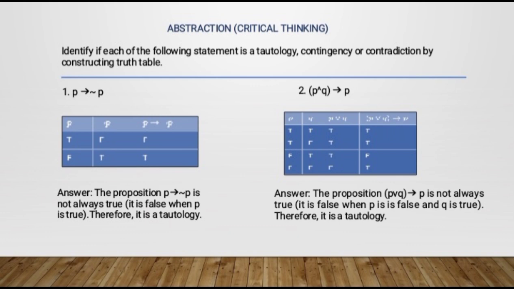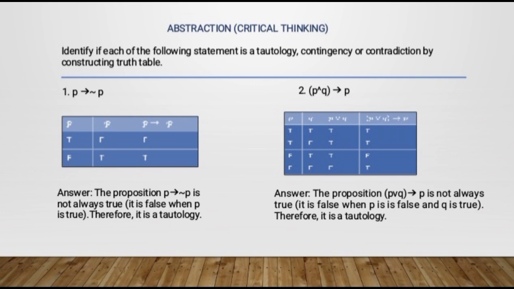Abstraction. Identify if each of the following statements is a tautology, contingency, or contradiction by constructing a truth table. Number 1. P implies P: P is true, false, and P implies P is true, false. Answer. The proposition P implies P is not always true. It is false when P is true. Therefore, it is a tautology.